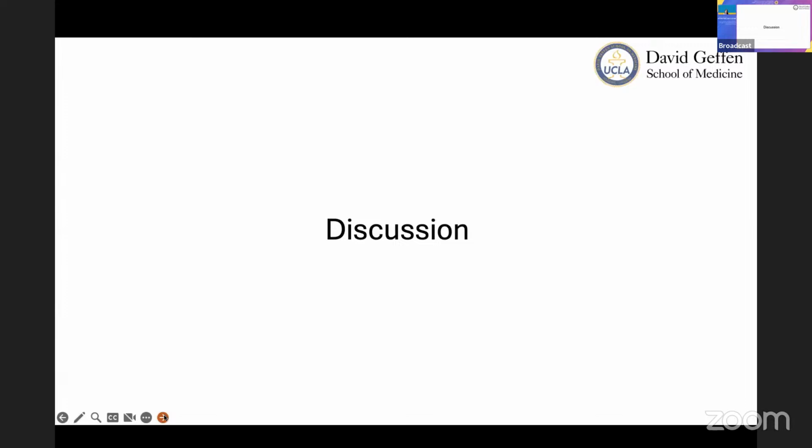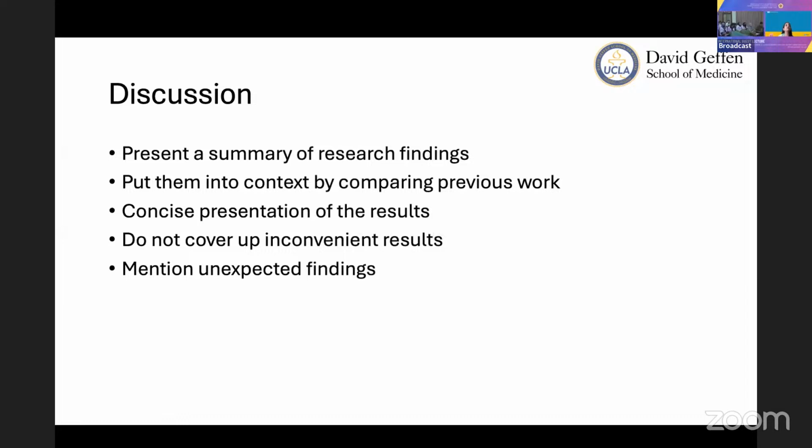All right, one more important thing that we're going to talk about is the discussion part. The discussion is the summary of the research findings. This is another main part. You're going to put what you have done in terms of research into context by comparing it to previous work. That's what is going to happen in the discussion. So, a concise presentation of the results. Don't make big statements. Don't cover up something that's not good. Be very honest about what you found in research and what you're presenting.